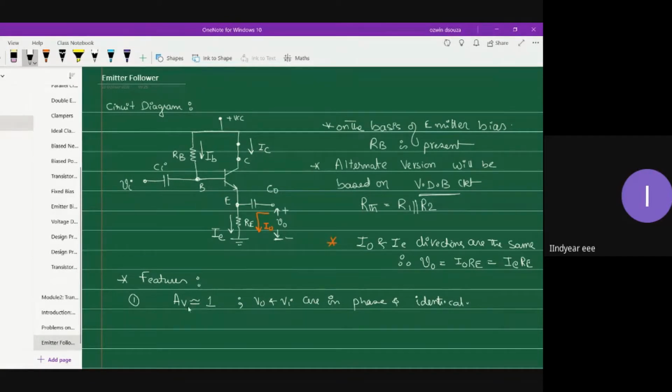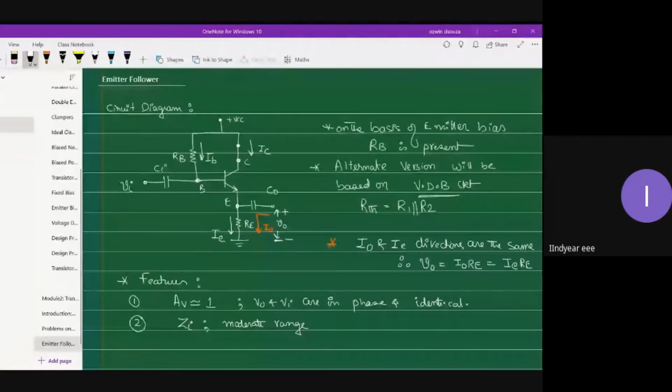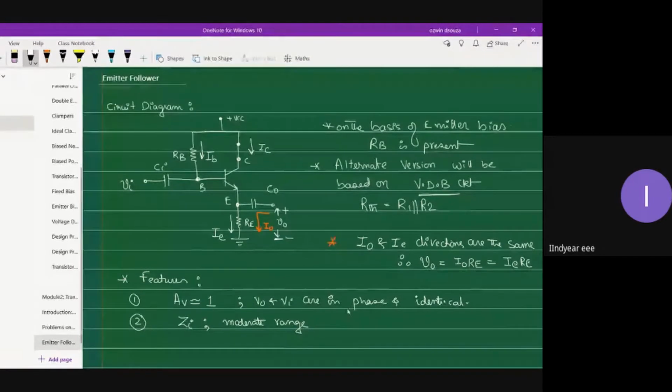The second feature is that your emitter follower circuit gives input impedance in the moderate range. Moderate range as in terms of few kilo ohms to several hundreds of ohms. You can say up to few kilo ohms, say typically less than 2 kilo ohm.